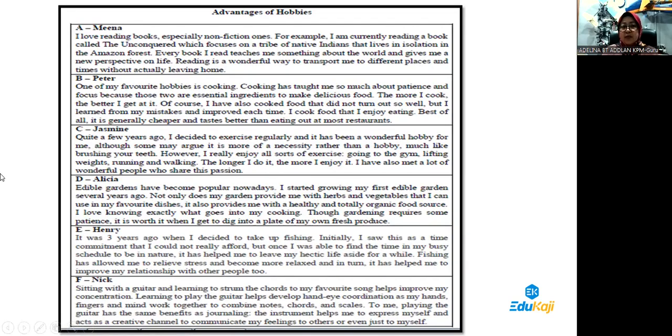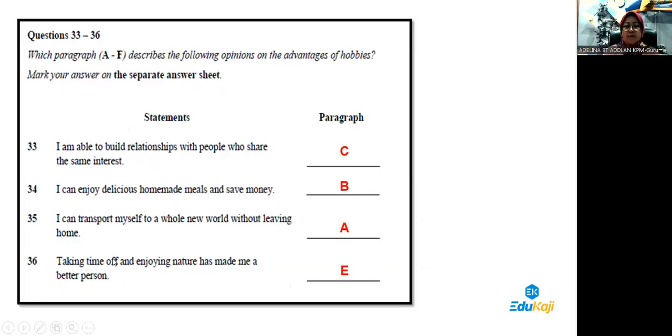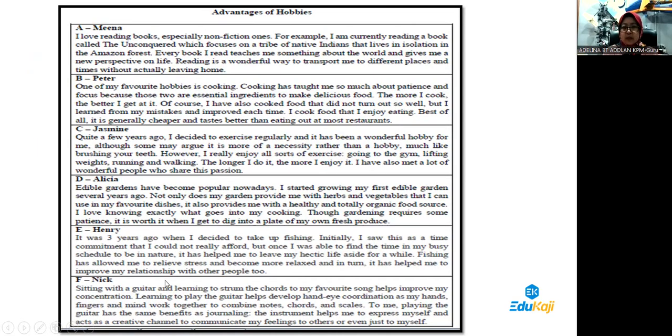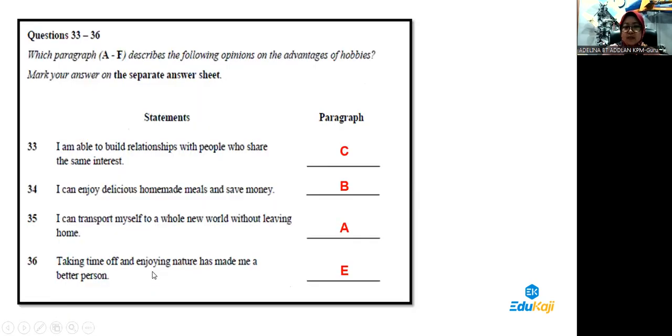Alright. So when you answer this question, please make sure that you read whatever is under Nina. This is the description about her because we are talking about advantages of hobbies. So everyone here has their own hobbies and they are also discussing the advantages of having those particular hobbies. When it comes to answering the question, just make sure that you look at the statement given. The statement can be seen from the description of the paragraphs A, B, C, D, E, F. So if you were to see my answer, I put paragraph C, B, A, and E.